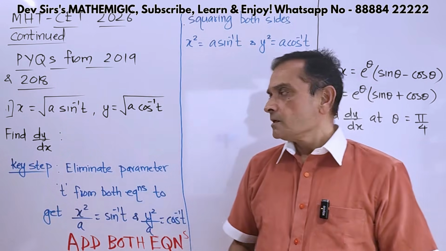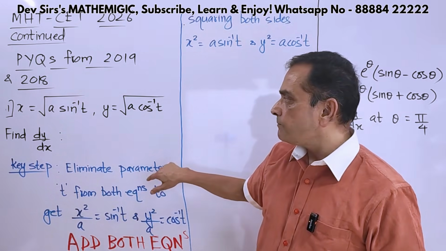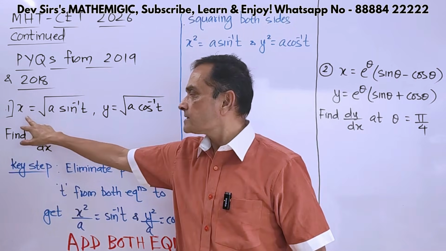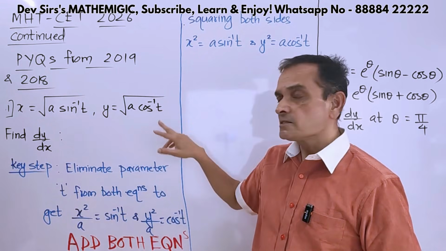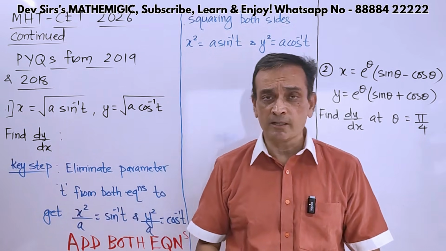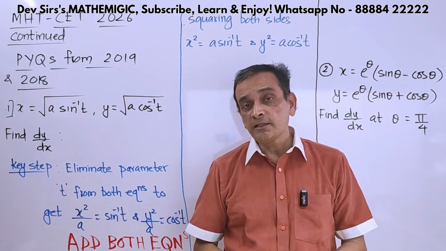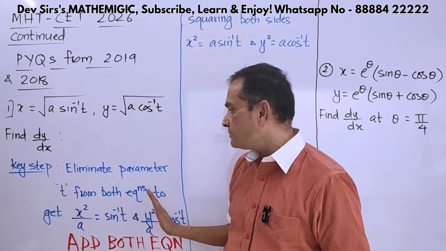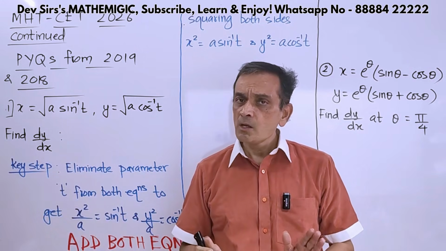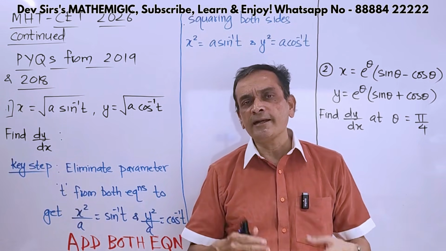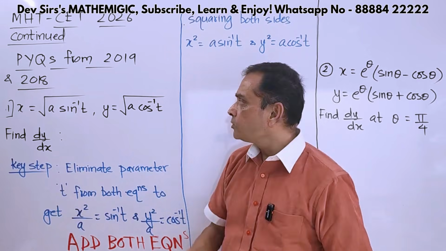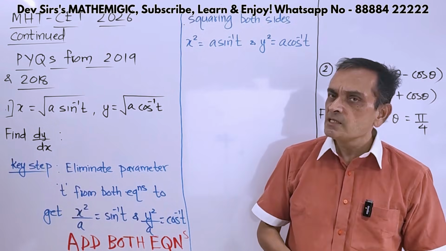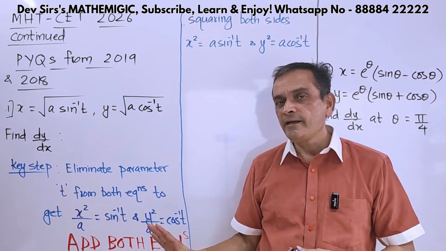So eliminate parameter. These are parametric equations as we have seen. x and y, two variables. t is called the third variable, which is called the parameter. Yesterday I explained that in certain equations, parameter t can be eliminated, so that the equation becomes simpler and time is saved. No need to find dy by dt, dx by dt and then use the parametric formula. Same case over here, eliminate t.